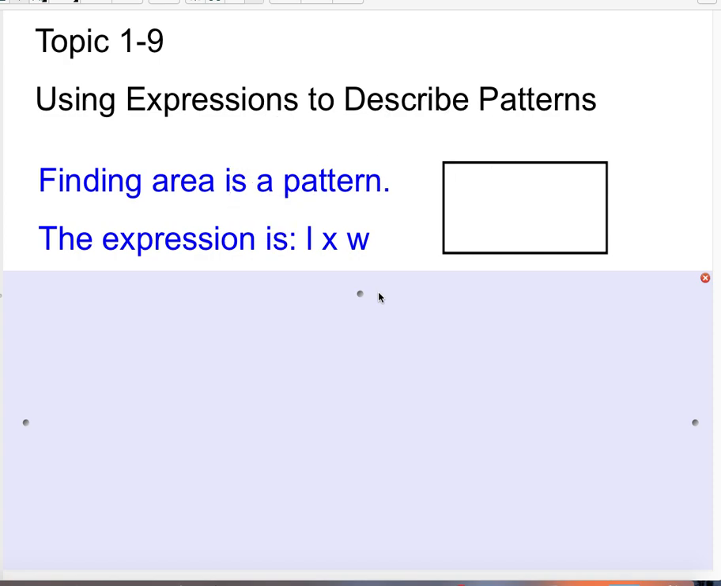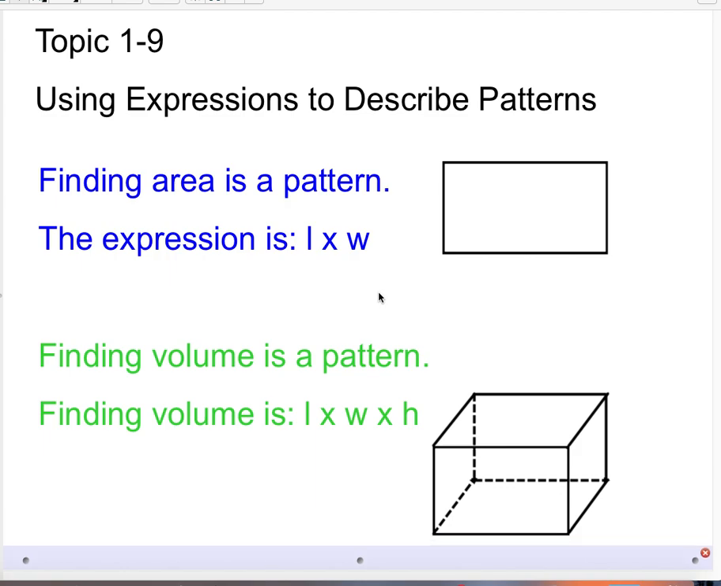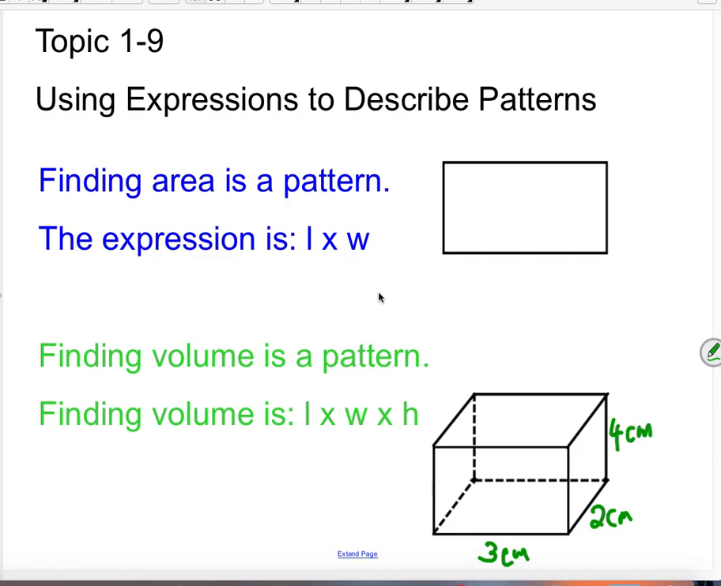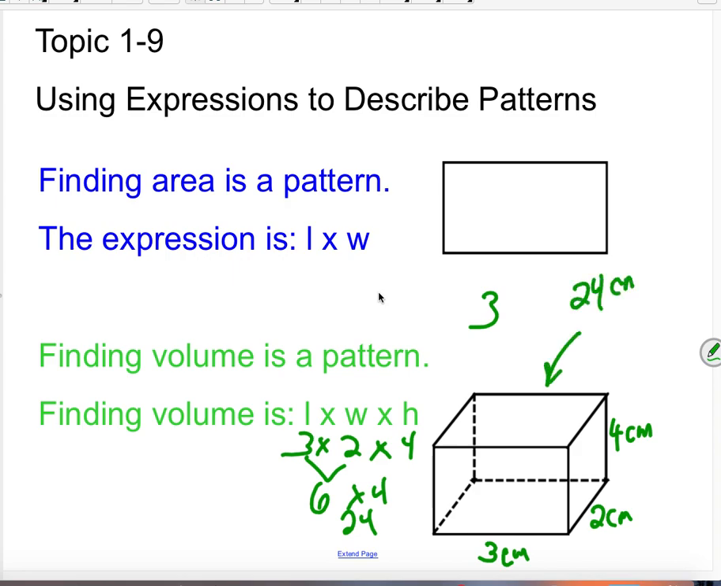All right? So then we have another famous one, which would be volume. Okay, volume is the same type of pattern in the sense that the pattern gave rise to the expression length times width times height. So in other words, if you have a length of 3 centimeters and you have a width of 2 centimeters and a height of 4 centimeters, we know that if we multiply the length 3 times the width 2 times the height 4, we would get the volume of 6 times 4 would be 24. So we would have 24 cubic centimeters, okay? So we realized over time that this pattern of multiplying length times width times height gave rise to volume. All right?